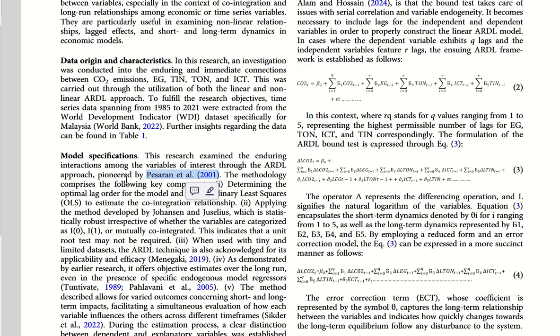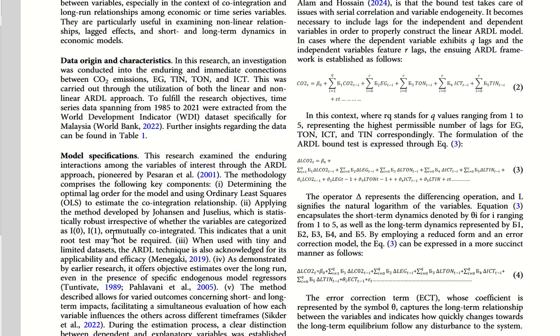The simple question is, why ARDL? Why did the author use only ARDL and NARDL? Why not GMM, linear methods, OLS, ordinary least square? ARDL is chosen because it works well with smaller or limited databases, because we have only the data of 1985 to 2021. Variables do not need to be of the same order of integration.